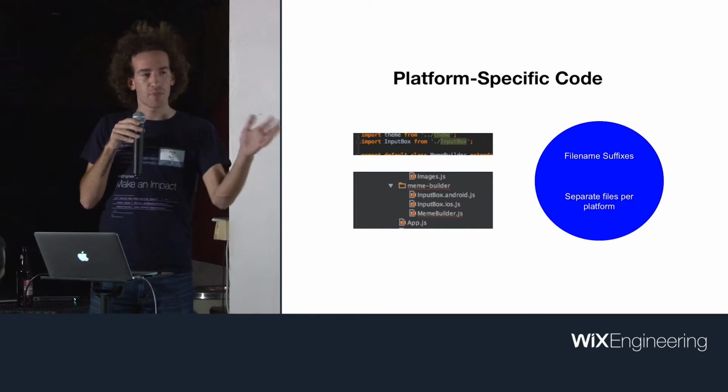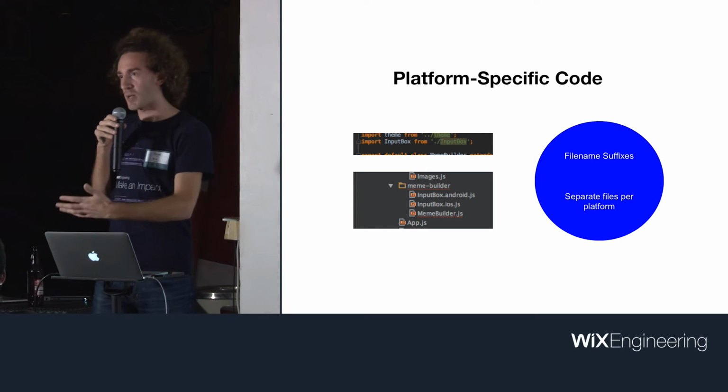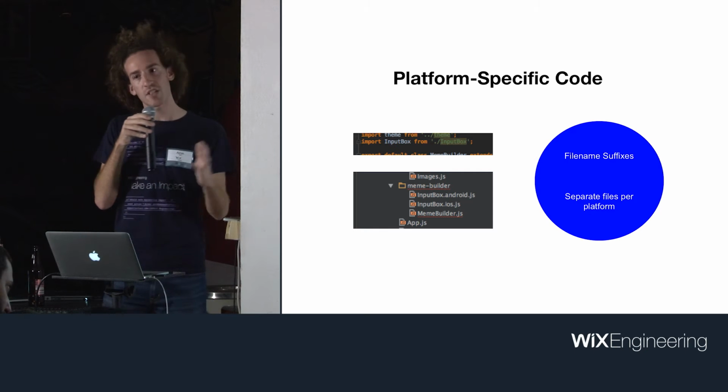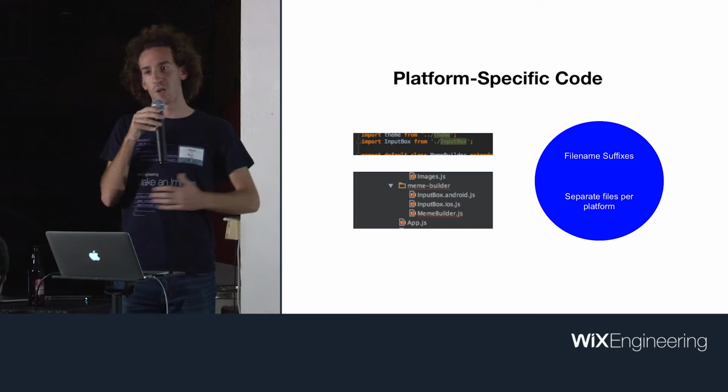So if you name a file something.android.js, that file will only be bundled in the Android application. If you name a file something.ios.js, it will only be in the iOS version. And of course, if you don't put a suffix at all, it goes in both.